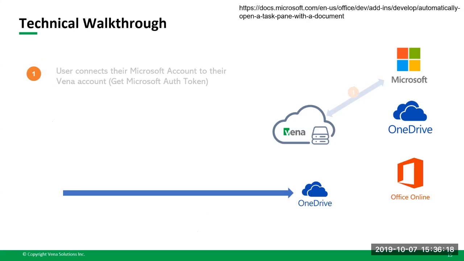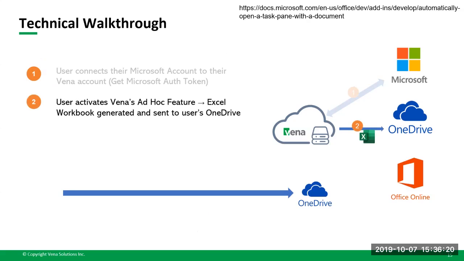Next, it's important to get that file to OneDrive. So the user activates Vena's ad hoc feature, and the Excel workbook is generated and sent to the user's OneDrive. Again, this is where the magic happens. So let's step through what is happening behind the scenes while the user is just waiting for a moment for their file to be generated.